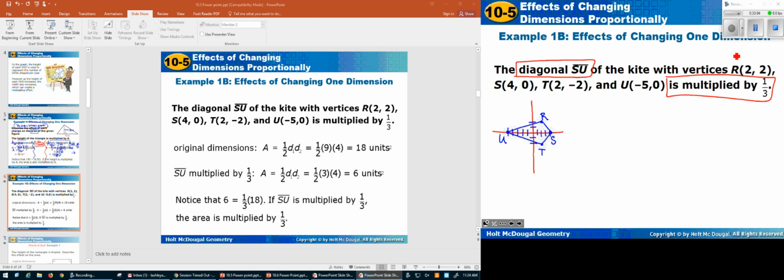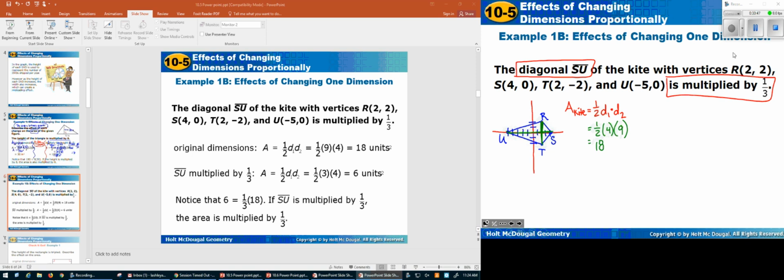So again, long method. Long method would be to find the area of the kite originally. What's our formula? 1/2 D1 times D2. This is good practice for our test anyway. What's the length of diagonal RT? RT is 4. Okay, so we have 1/2 times 4. What's the length of diagonal US? Okay, so what is half of 4 times 9? 18. So we have 18 square units for the original kite.